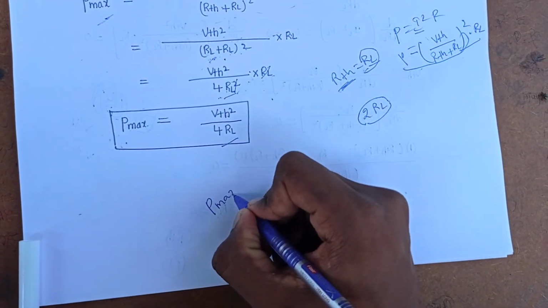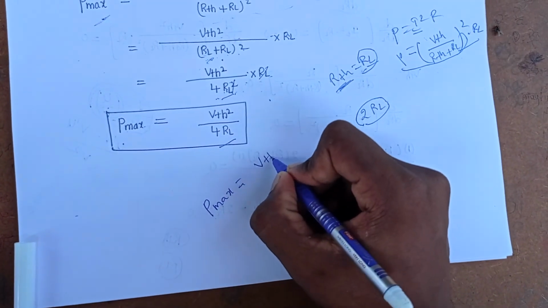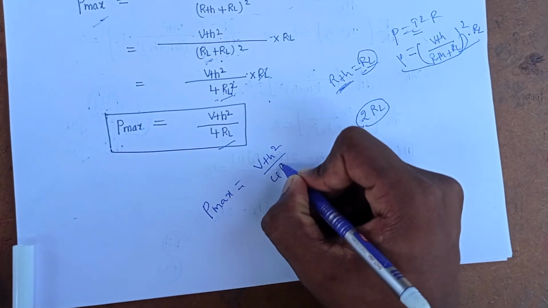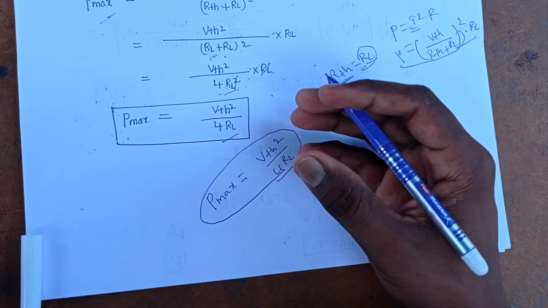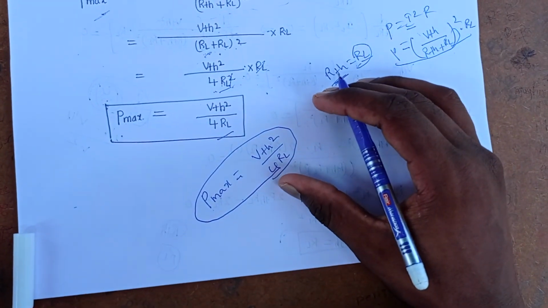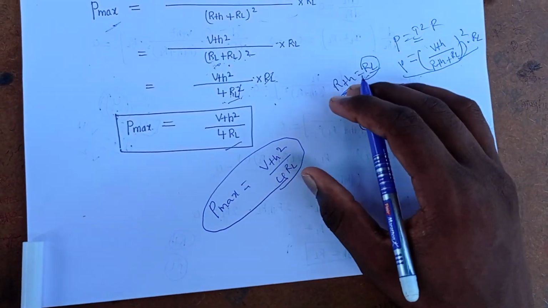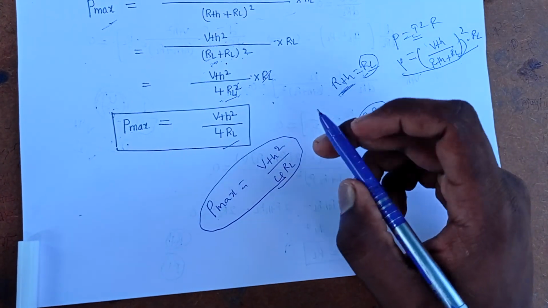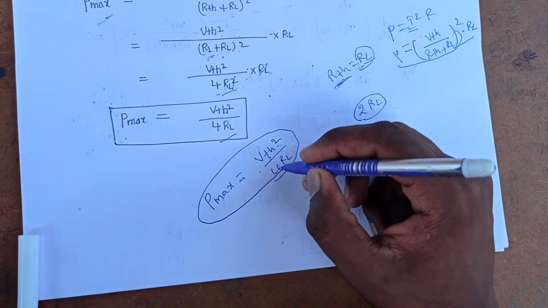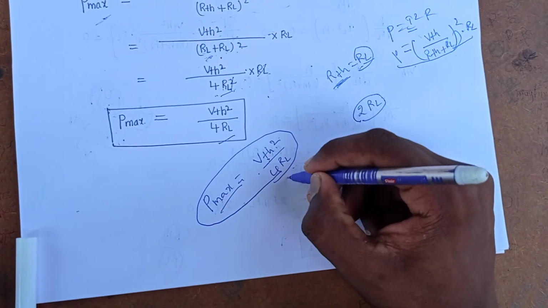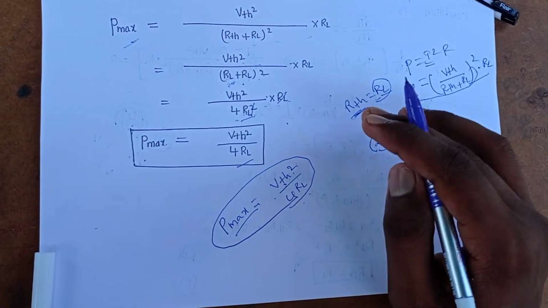P max equal to VTH squared by 4RL is the maximum power formula. Whenever you get a question asking what is the maximum power delivered from the source to load when the source resistance equals the load resistance, this is the formula. Simply substitute the terms in this formula, then we get the maximum power VTH squared by 4RL. This is about the maximum power transfer theorem.